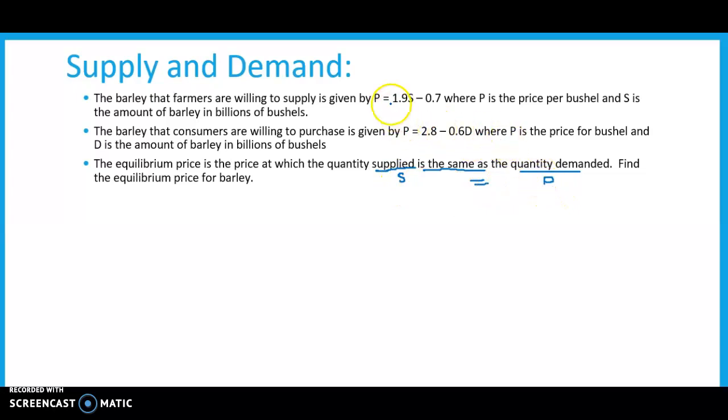Our first two bullet points gave us formulas, but when I look at these formulas, they are not written in the form of S equals or D equals. So my first step to solve this problem is to take my formula and get it so that it is S equals or D equals, so I can use it to set it equal to the other formula. So from the first bullet point, P is equal to 1.9S minus 0.7. I want to get S by itself so that I know the equation for supply. To do that, I will add 0.7 to both sides.